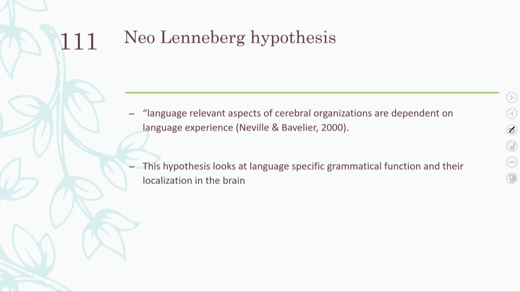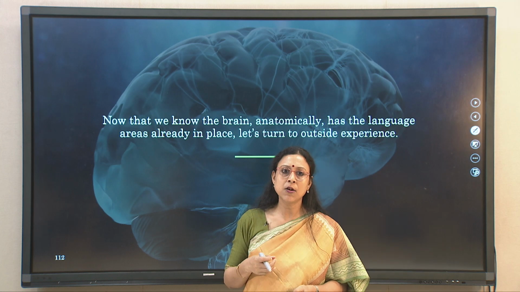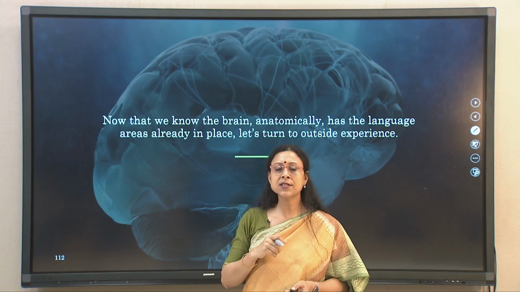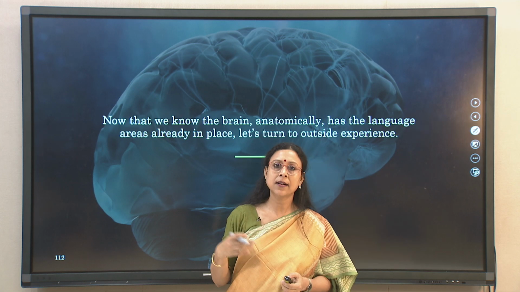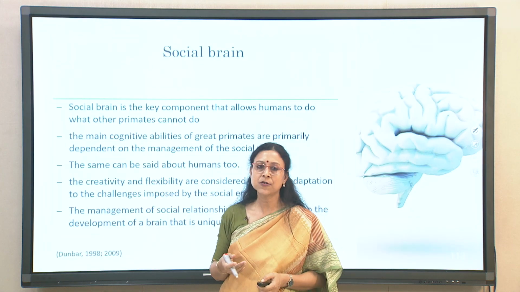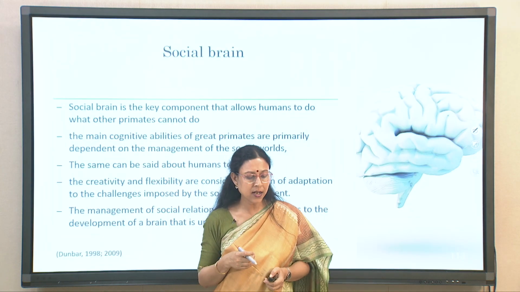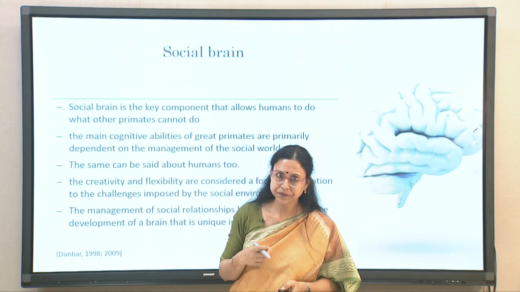This hypothesis looks at language-specific grammatical functions and their localization in the brain, which might be different from one language to another. So, that is the neo-Lenneberg hypothesis. In any case, we now know that the brain anatomically has the language area already in place. Now, we have to look at how the brain interacts with the outside world, the society, and that is where the idea of the social brain comes in.